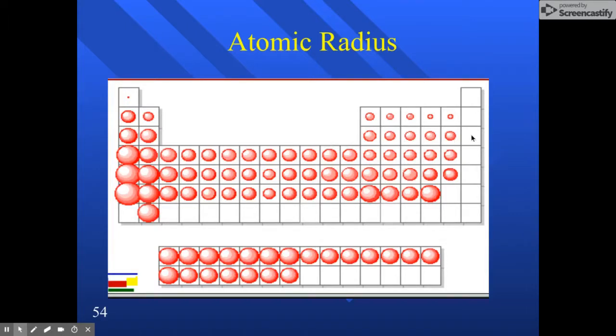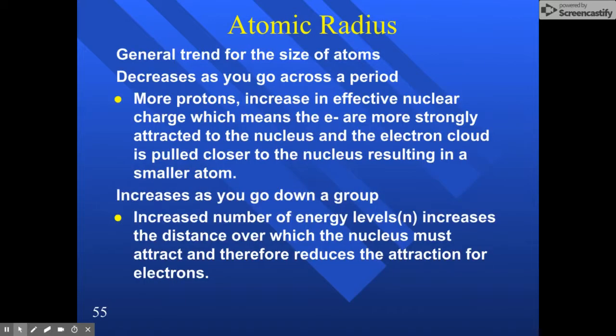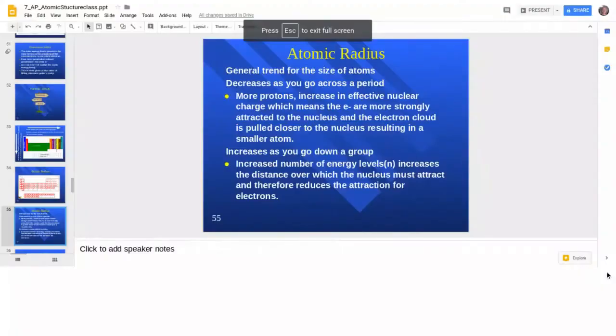every single one of these atoms has 3 energy levels for this period, to be exact. So all we're doing is really changing the number of protons. The amount of shielding is going to remain constant. So we do have an increase in that effective nuclear charge. And so since there's an increase in the effective nuclear charge, the electrons are more strongly attracted to that nucleus, and the electron cloud is being pulled.